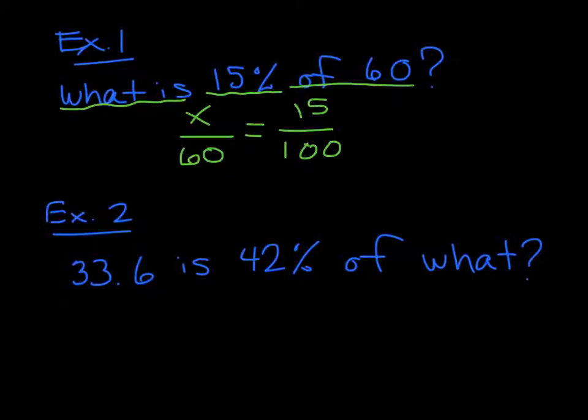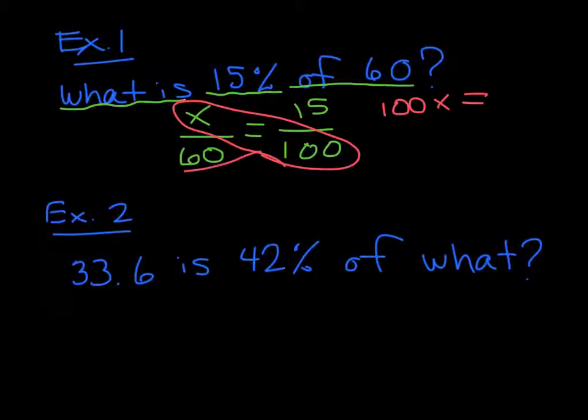And now the way that we solve a proportion is going to be the same way that we can figure out if 2 ratios actually form a proportion. I'm going to cross multiply. Now, X times 100, we don't know what X is, right? So I'm just going to write it as 100 times X. And there's an equal sign in the middle, and then I'm going to do 60 times 15. And when I do 60 times 15, I'm going to get 900.